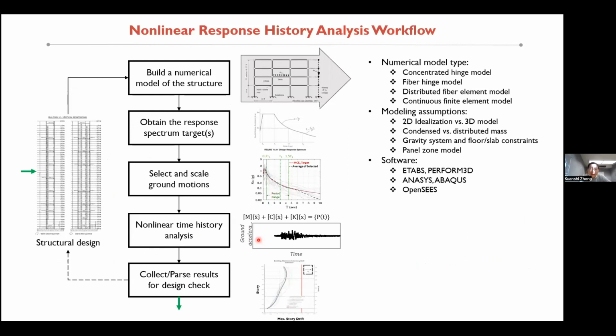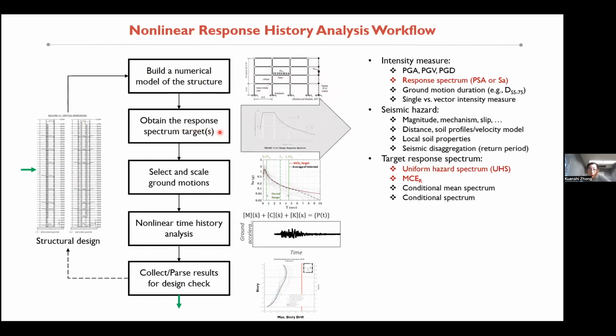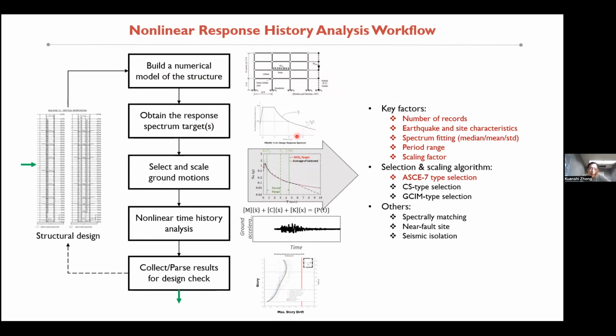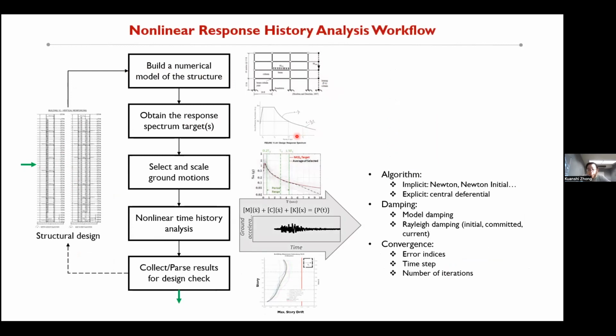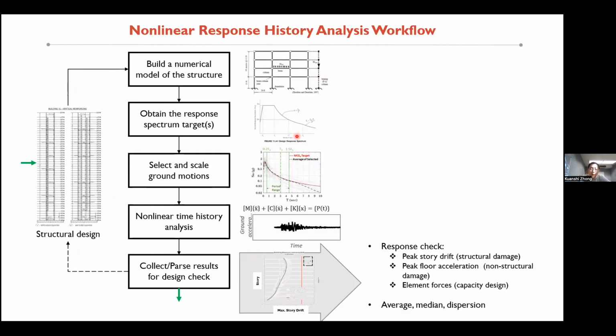Just to abstract that process a little bit: starting from a structural design, you build a numerical model for the structure, then obtain the structural response spectral targets, select ground motions, and try to fit the response spectra. Once you have gathered the structural response and ground motion information, you run the analysis, analyze the structure, and finally check the responses. If that fulfills our targets or performance, then we can go with that design. If not, we loop over and do another cycle to iteratively design and optimize the structure.